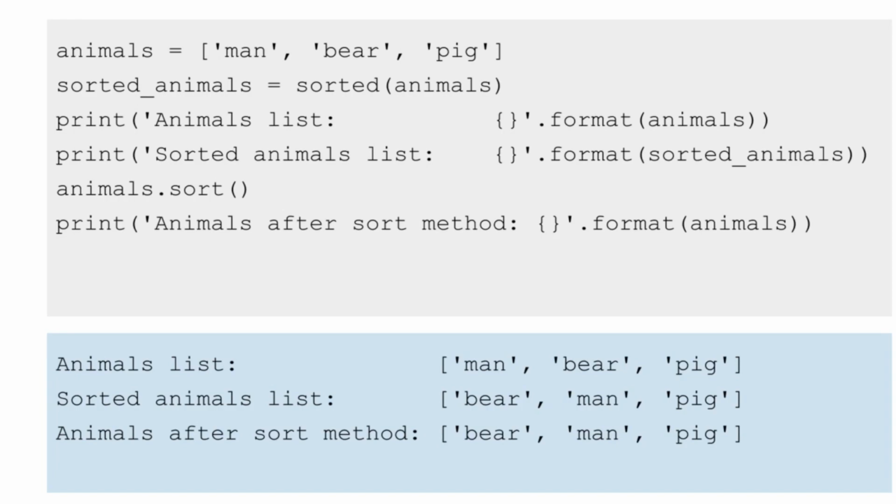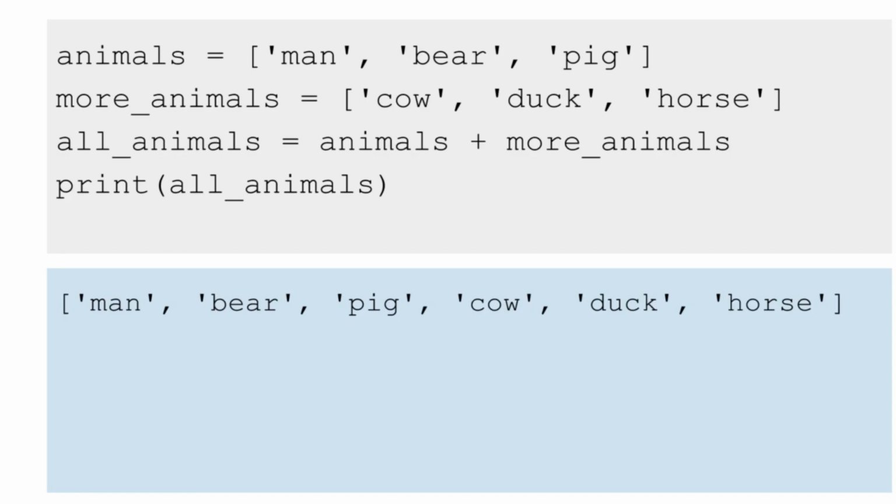Next, we alter the list itself by running animals.sort. Now when we display the contents of the animals list to the screen, we can see that it's alphabetically sorted. To concatenate or combine two or more lists, use the plus sign.